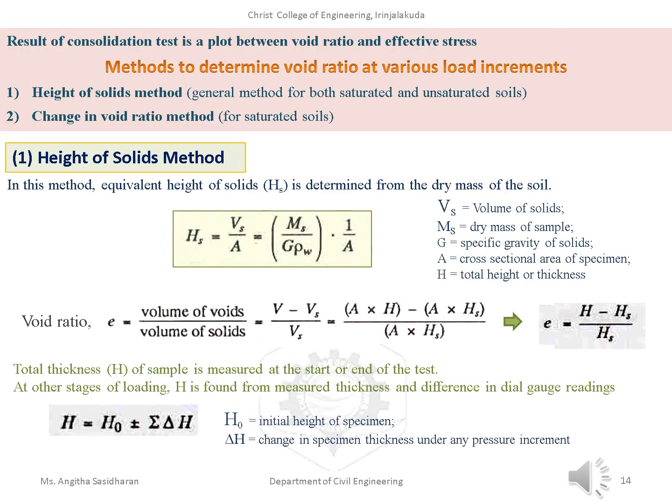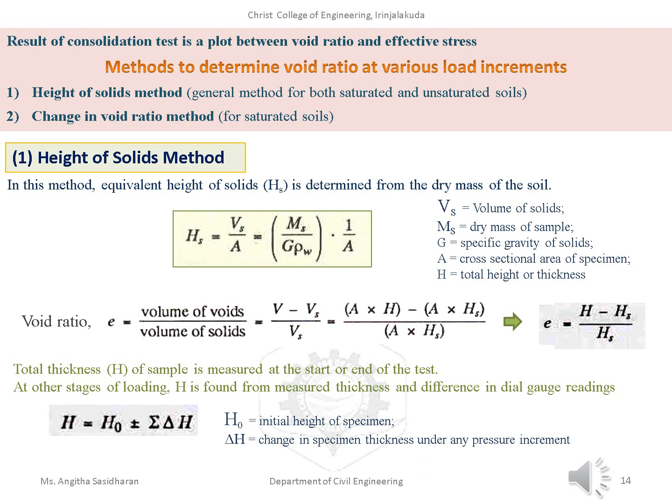The result of a consolidation test is a plot between void ratio and effective stress. So the decrease in volume, or the volume change, can be expressed in terms of void ratio, and we can have a plot between void ratio and effective stress. So how do we find this void ratio at various load increments?